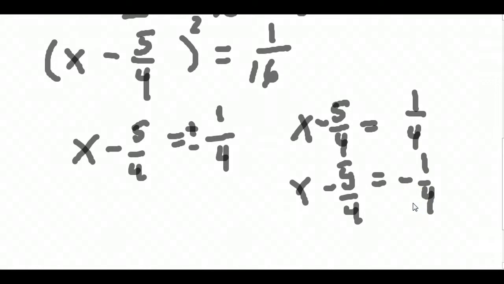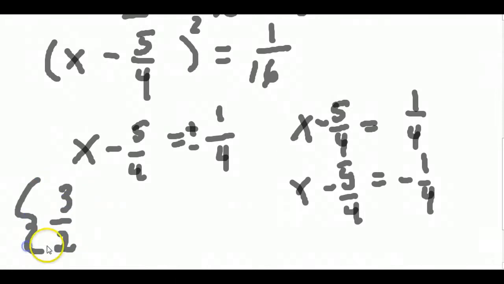For the first one, x minus 5/4 equals 1/4. We add that to the other side, so we get x equals 6/4, which is the same as 3/2. So we have 3/2 as an answer. And what is x? We have to subtract that 5/4 from the right side.